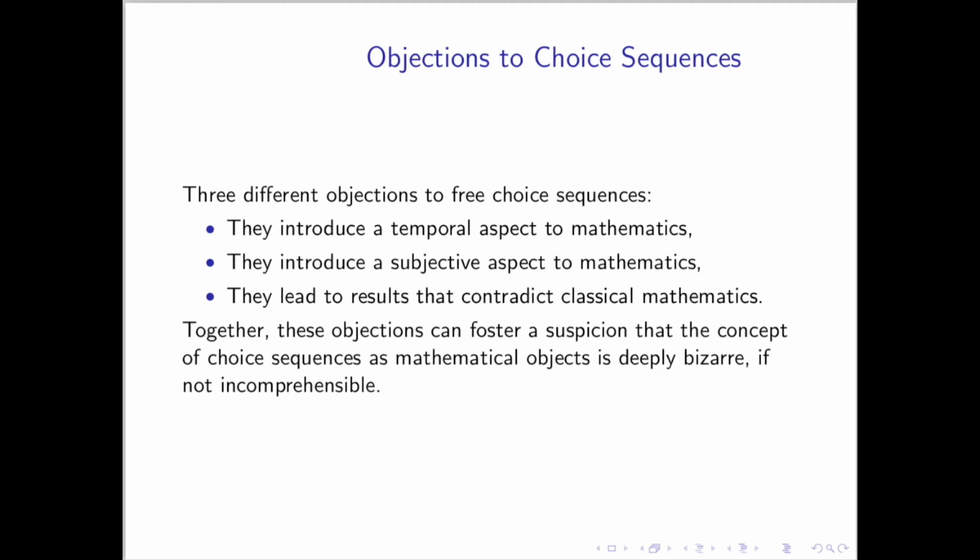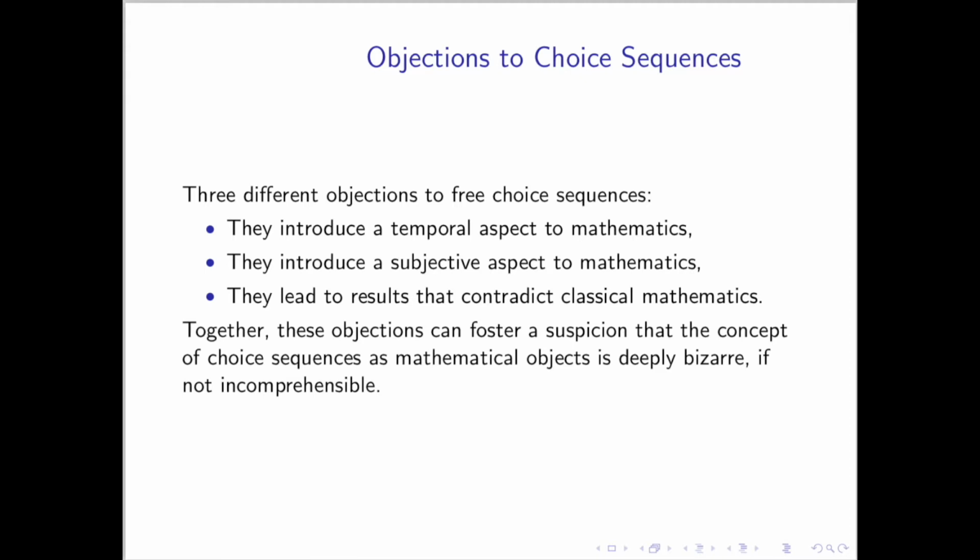Taken all together, there's this general suspicion that free choice sequences are maybe at best the awkward stepchild of Brouwerian intuitionism, if not just fundamentally obscure. I think it's fair to say that for most people, they're just kind of obscure. And if they know about them at all, they just say, oh, that's that weird stuff that Brouwer was doing. Let's ignore that.